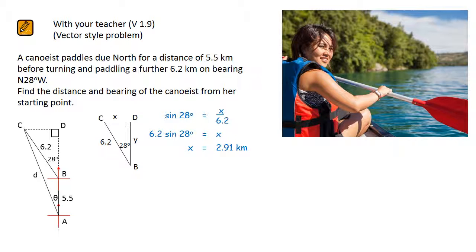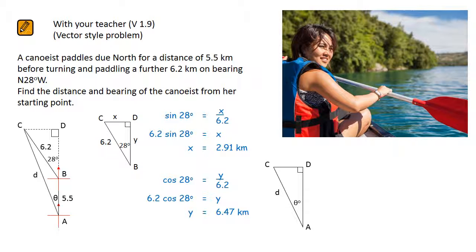To find y, the question involves the adjacent and hypotenuse. It's a cosine question. The cosine of 28 equals the adjacent y over hypotenuse 6.2. Rearrange and solve, y is equal to 6.47. Now we can turn our attention to the large right-angled triangle to work out d.